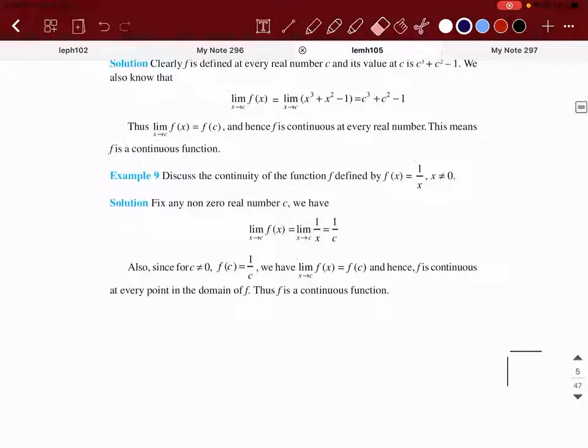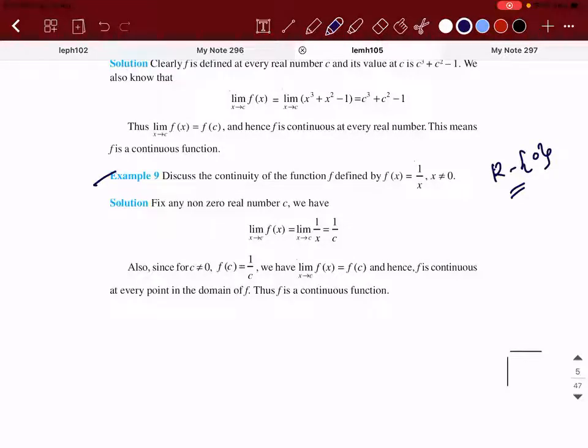Okay. This is where the challenge will start. Look at this function, 9th one. Discuss the continuity of the function f of x is equal to 1 by x. What kind of a function is this? It's a rational function. So numerator and denominator are polynomials. But what will be the domain of this function? All real numbers except 0. But when they say discuss the continuity of function, you need not take the point 0 because it's not a part of the domain. Right?